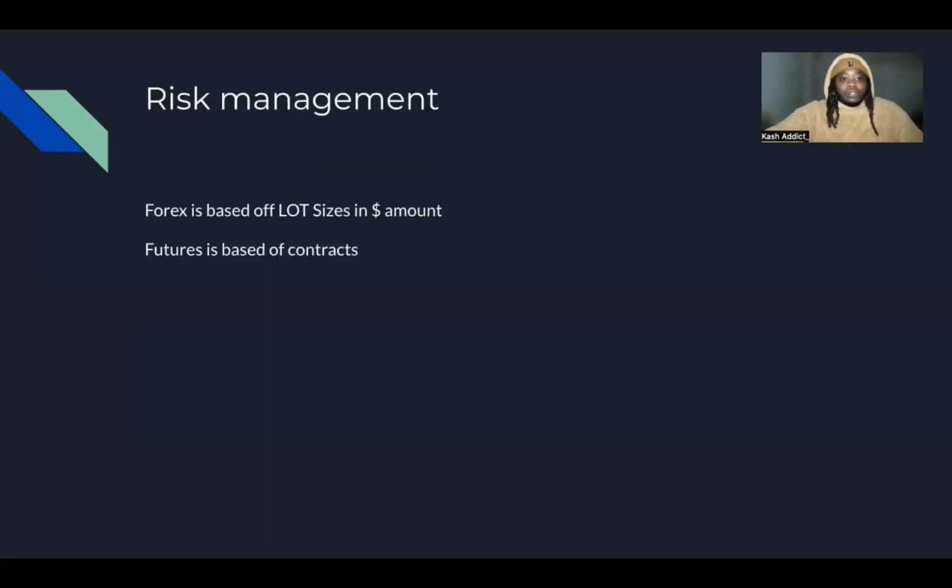All right. Risk management. When it comes to Forex, it's based off lot size and dollar amount. Futures is based off contracts. So I'm not going to do a futures contract breakdown. Just know that with futures, you have to understand what you're trading and how much is the value per tick, which we're going to get into. Forex is based off the dollar amount, so $1 per $0.1 per pip and stuff like that, and then you can do your calculations that way. So the calculations are just a little bit different, but once you understand the contracts, that's it.